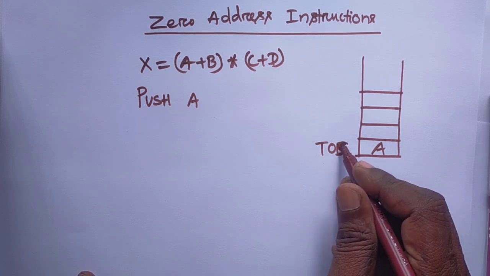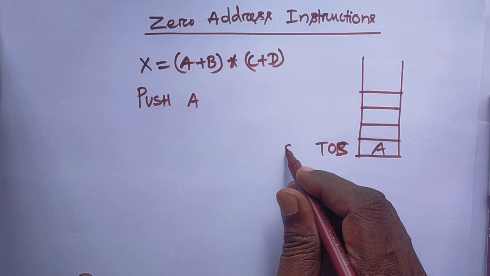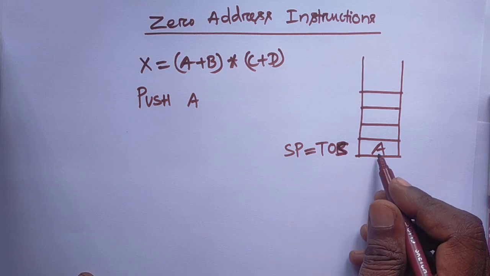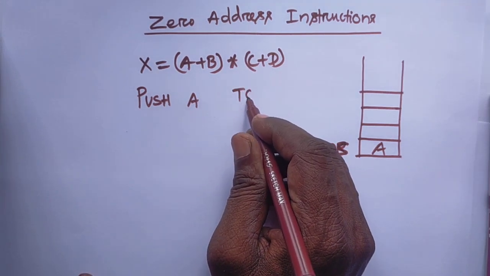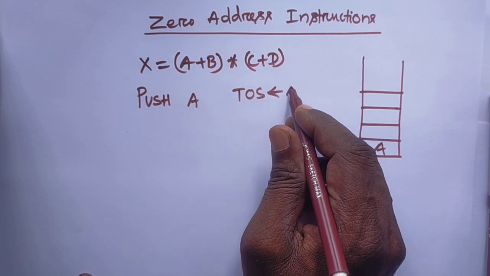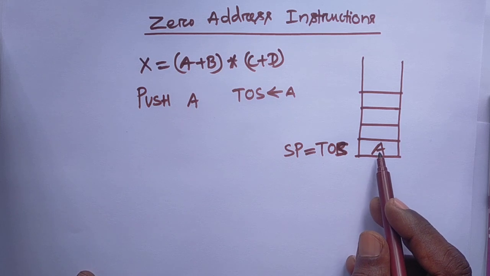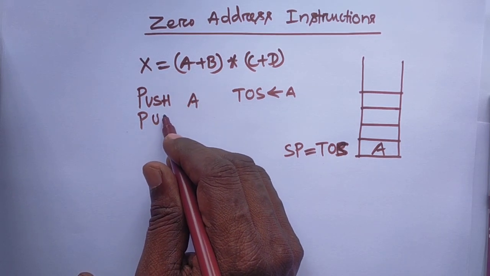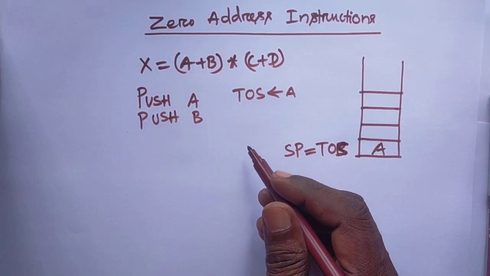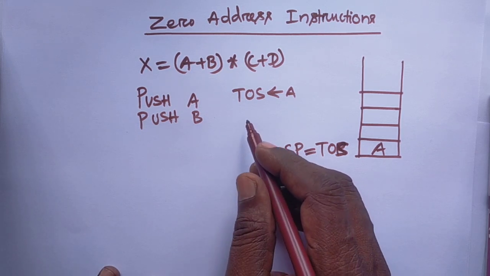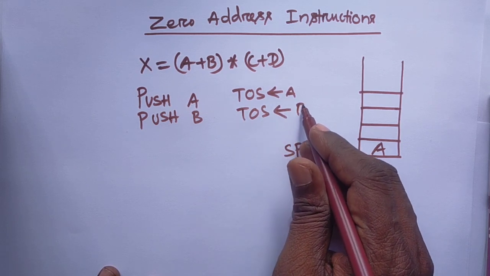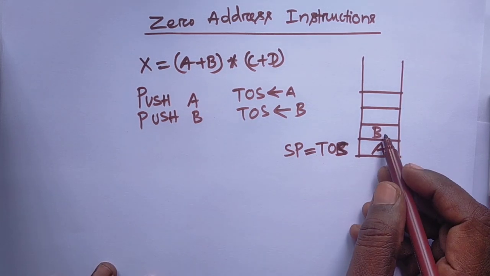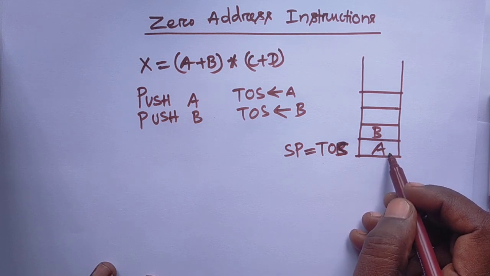TOS is defined as the stack pointer. We can also write stack pointer, as the top of the stack. That means here the top of the stack receives the data A. Similarly, another data is B, and the top of the stack receives the data B. Now the top of the stack data is B, next is A, and they are present like this.